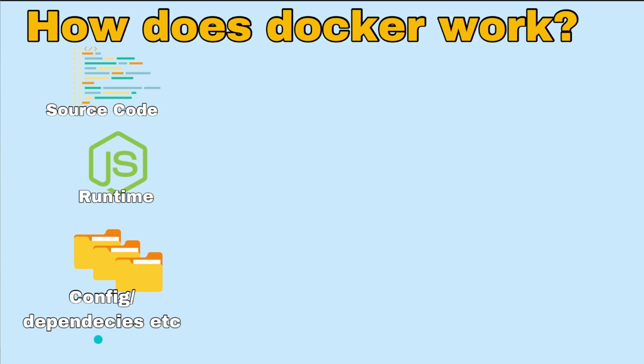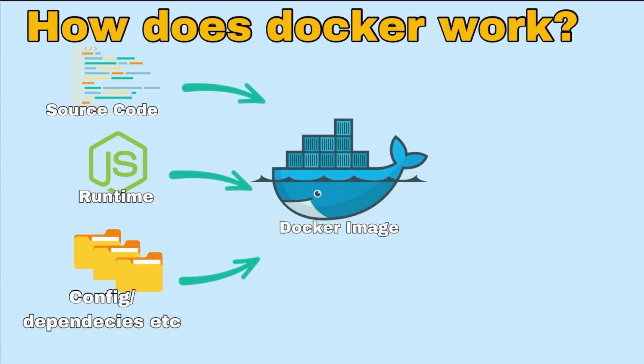And then we could have some other config and dependencies, such as environment files and settings and so on. So all this stuff runs on our local development machine. And when it comes time to put all this stuff into a Docker container, the first thing we need to do is create what's called a Docker image. So an image is an artifact, and this artifact contains all the source code. It contains the runtime and any config that's needed to run our application inside a container.